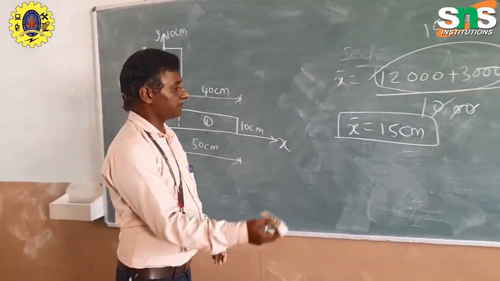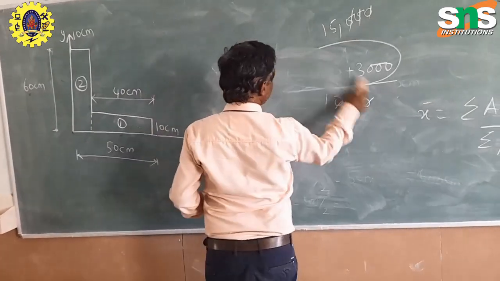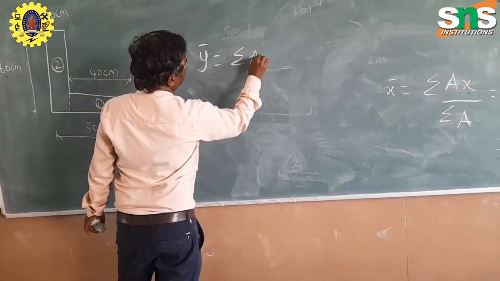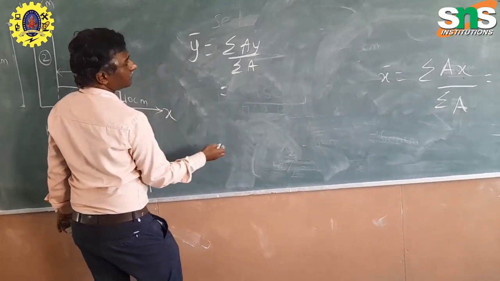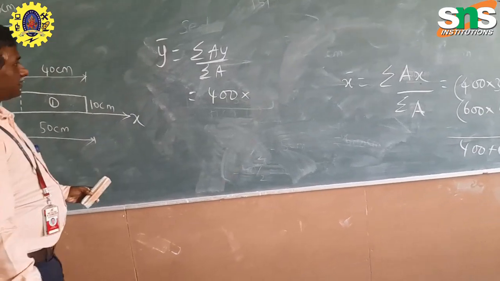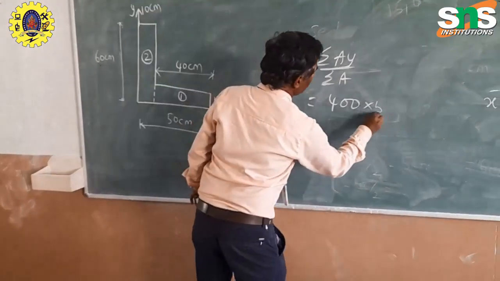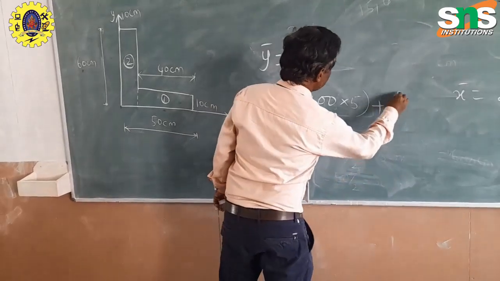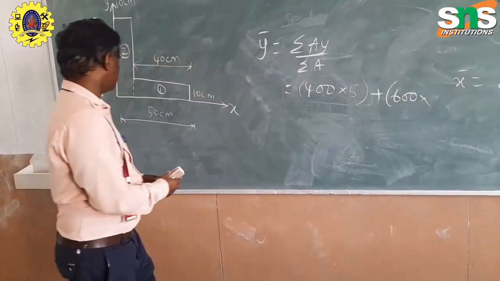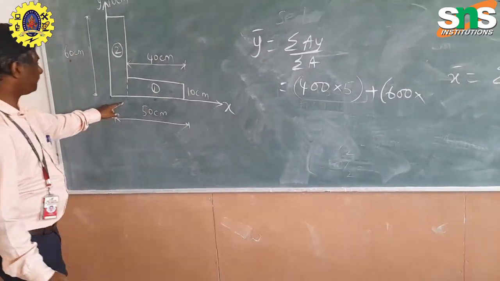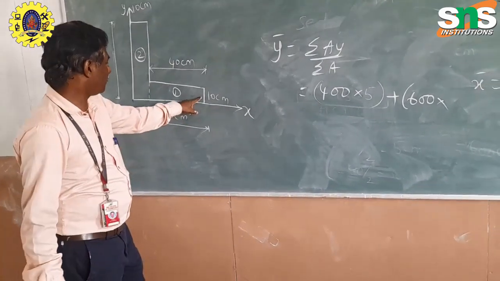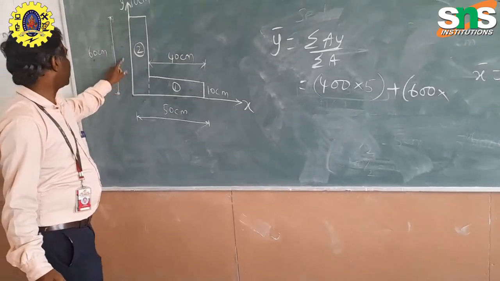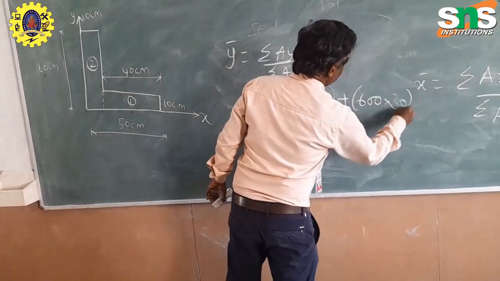Then what about the y bar? How can we find y bar? Same formula. Instead of x, we are going to apply sigma ay divided by sigma a. So 400 into y1, here y1 equal to 5, plus 600 into y2. So 400 into 5 plus 600 into the y value, directly it is 30, divided by 1000.